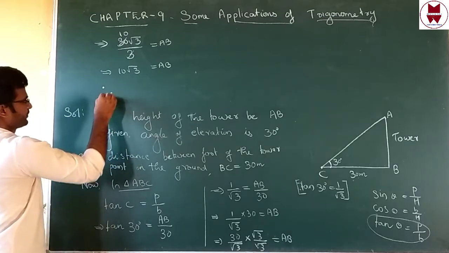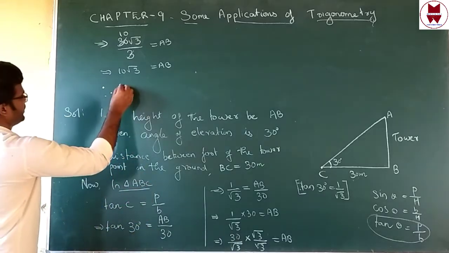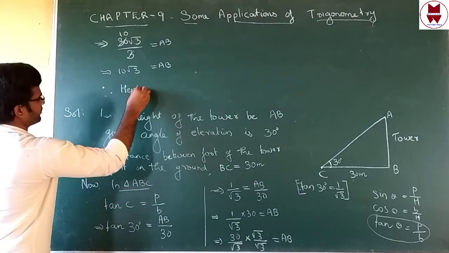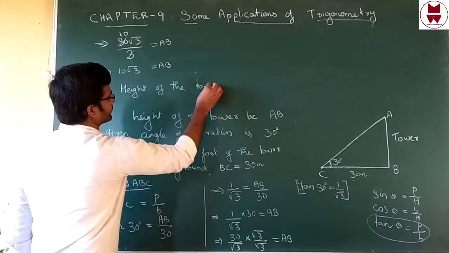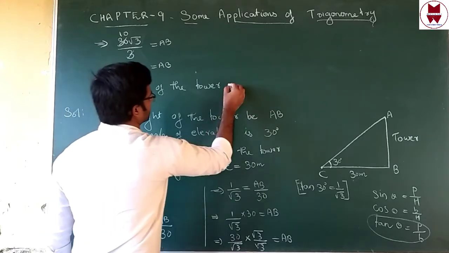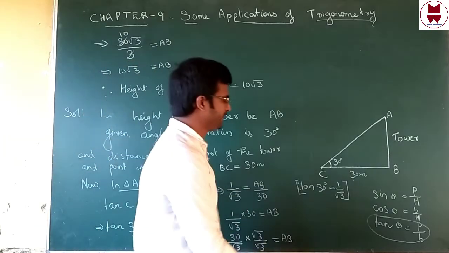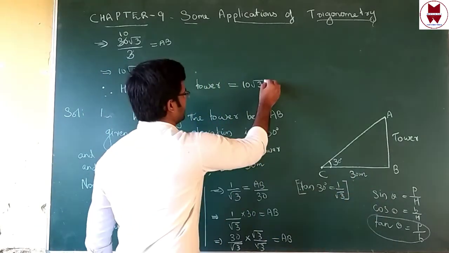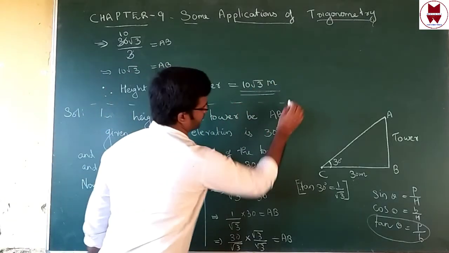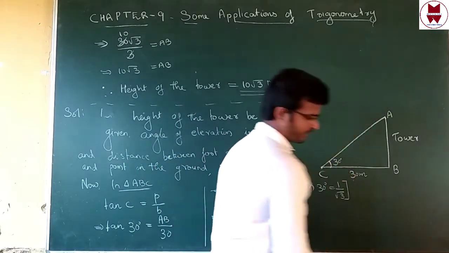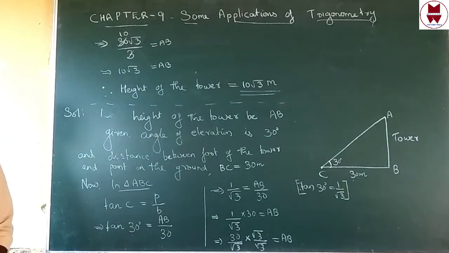Therefore, what is AB? AB means height of the tower, isn't it? You can write, therefore, height of the tower equal to 10 root 3. What is the unit? Already given 30 meter. That means meter is the unit. 10 root 3 meter. This is our answer. Just pause the video and write it down in your notebook.